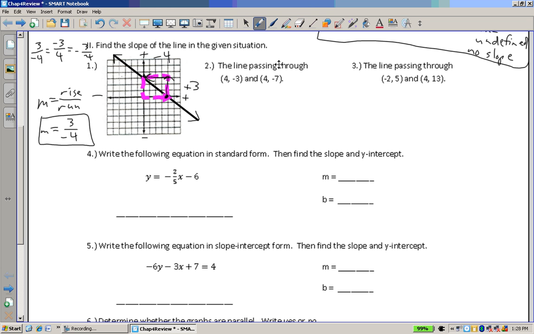Okay, now, 2 different ways you can look at the line passing through 4, negative 3, and 4, negative 7. First, you could label them x sub 1, y sub 1, x sub 2, y sub 2, and then do the traditional formula. M equals y sub 2, which is negative 7, minus y sub 1, which is negative 3, divided by x sub 2, which is 4, minus x sub 1, which is 4. It's going to give you, I like to keep change. Absolutely not necessary, but I just prefer it. Negative 7 plus 3 is going to be negative 4. They fight, negative wins, and there's 4 left over, divided by 0.